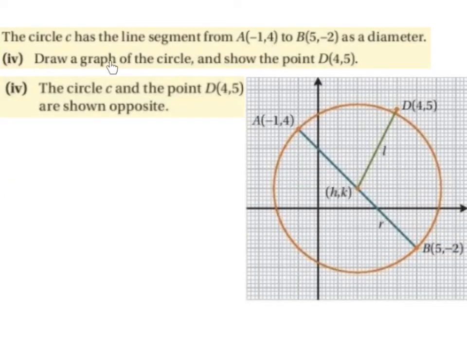Part 4, draw a graph of the circle and show the point D(4, 5). So what we want to do is go to our centre point. So here's our x-axis, here's our y-axis, and our centre is the point (2, 1). So we go to 2 on the x-axis and 1 on the y-axis. So we plot our point (2, 1).